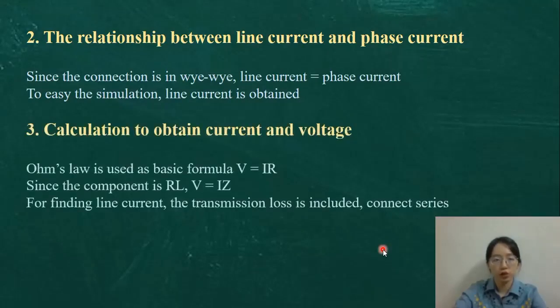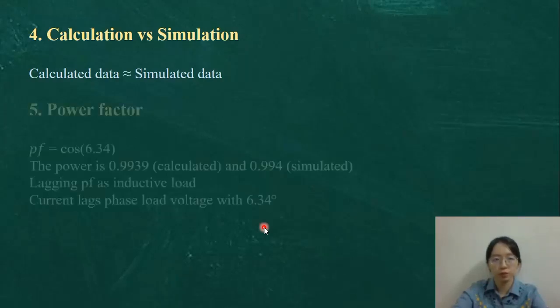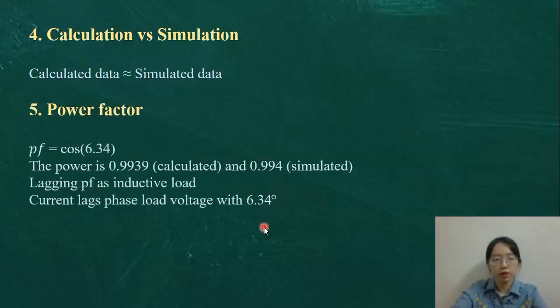The third one is the calculations to obtain the current and the voltage. We use the simple Ohm's law, which is V equal to IZ. And the Z involves the transmission loss. The calculations versus the simulations. The calculated data can be said to be approximately the same as the simulated data. Number 5. Power factor is equal to cos 6.34. And we get the lagging power factor as it contains the inductive load.